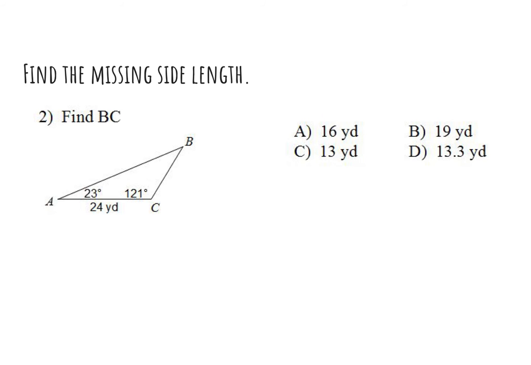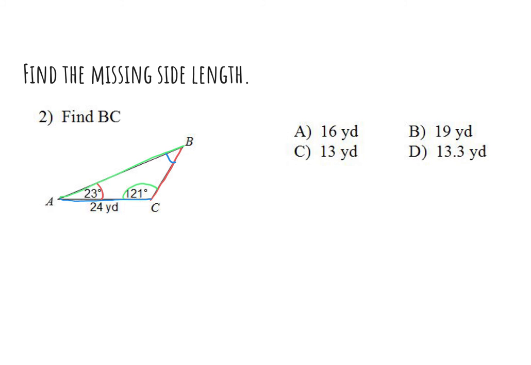So now you try to find the missing side length. First, I'm going to identify my angles and their opposite sides. So I am matching up my colors. My red angle goes with my red side, my blue angle with my blue side, and my green angle with my green side. This one is a little different than the previous example because I do not have an angle and its corresponding side, but I can find it.